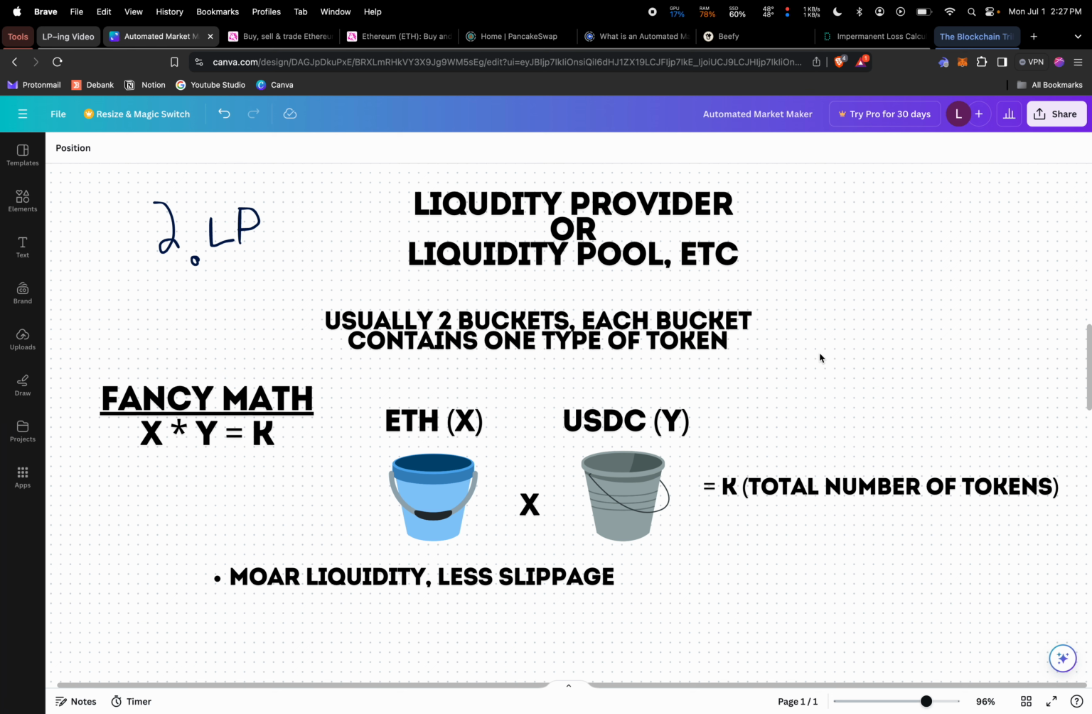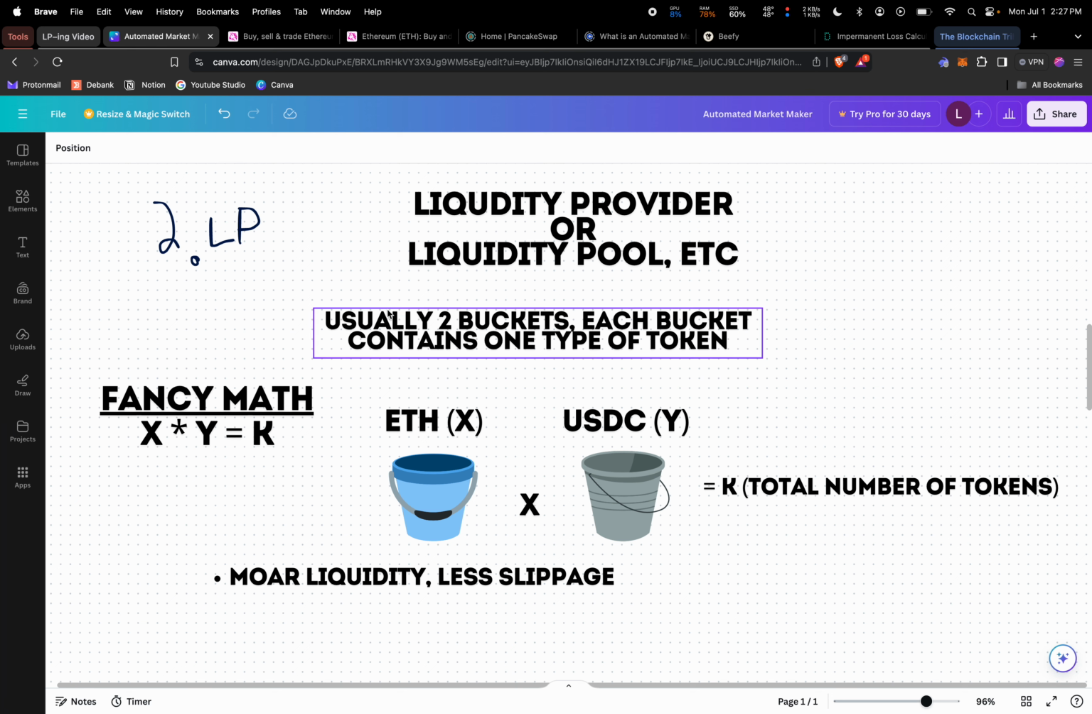In this example I wrote down, I have ETH represented by X, a multiplication sign, and then USDC represented by Y equals K, the number of tokens. This is the fancy math. It is more complex than this. I'm not great at math, so I'm not going to try and explain it to you. If you really want to know, search something else, because this video is not for that.